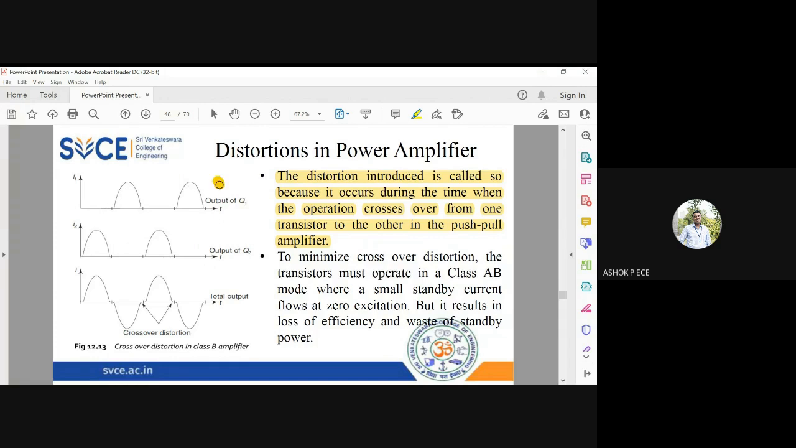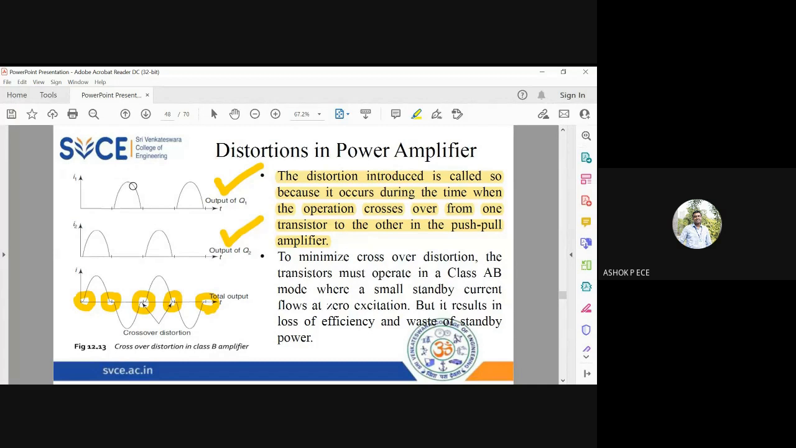This is the positive half cycle. This is the negative half cycle. So when you combine both, you can see there is a brief period of time where the output is staying zero in both the cases. When you join these two waveforms, you can see this portion you have a crossover distortion. In this portion you have crossover distortion. In this portion you have crossover distortion. Even in the starting also you have crossover distortion. Here also you have crossover distortion.